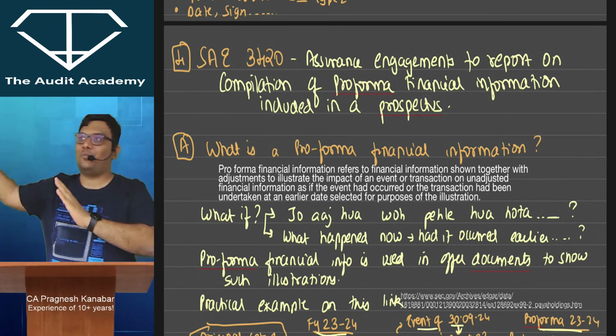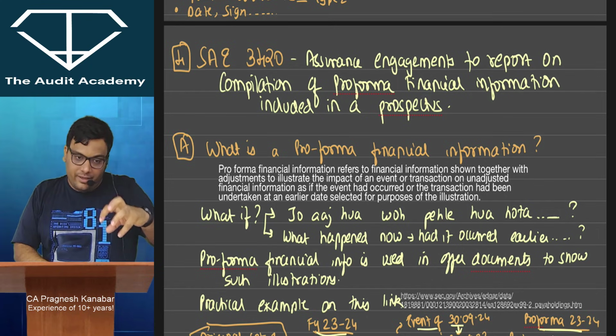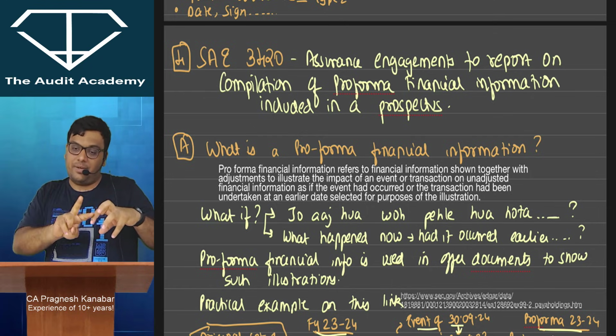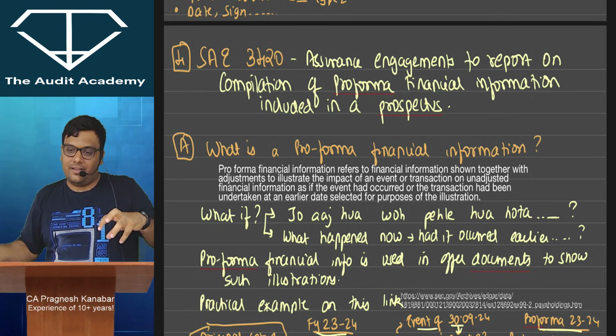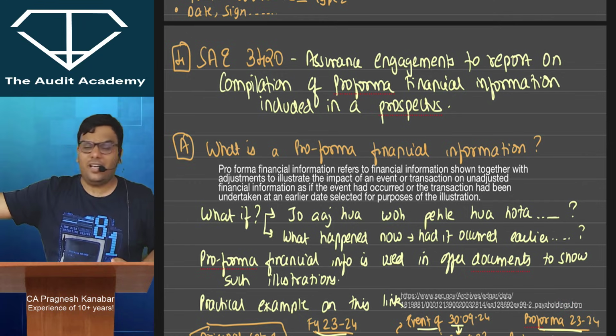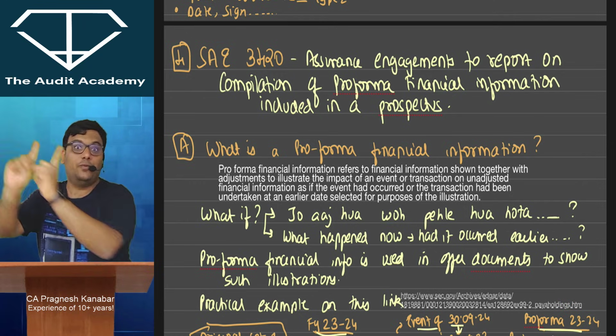So that is pro forma, whatever has happened today, what if it had happened 6 months back or 12 months back, right? And to demonstrate that if this had happened earlier, then this would have been the position.